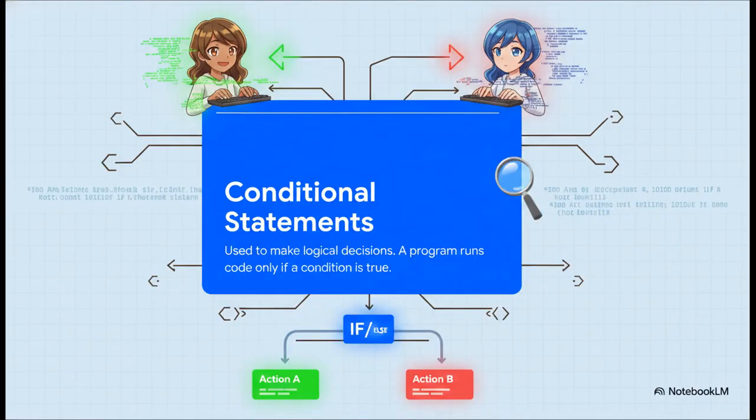So what is a conditional statement? Well, it's basically the program's ability to ask a question and then act based on the answer. It's the code saying, hey, if this thing is true, then I'm going to do action A. But if it's not, I'm going to do action B instead. This simple choice, this fork in the road, is the foundation of pretty much all digital logic.